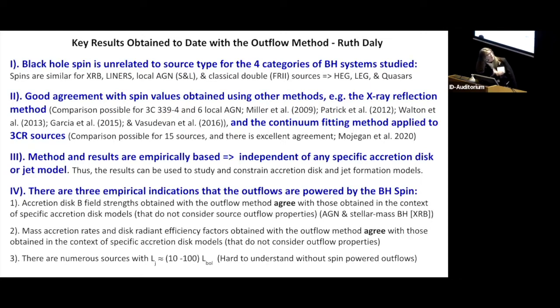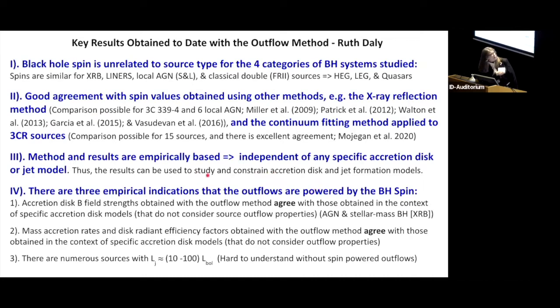3C339-4. The outflow method gives a result with very high precision and excellent agreement with that obtained with the X-ray K-alpha iron line method. And now there's a new paper out by Mojigan et al. 2020 into 2021, and they use the continuum fitting method applied to many 3CR sources. 15 overlap with mine, and that's also excellent agreement. Again, their method, the continuum fitting method, has nothing to do with the outflow and does not include any outflow properties at all. I'd like to emphasize that the method and results are all empirically based.